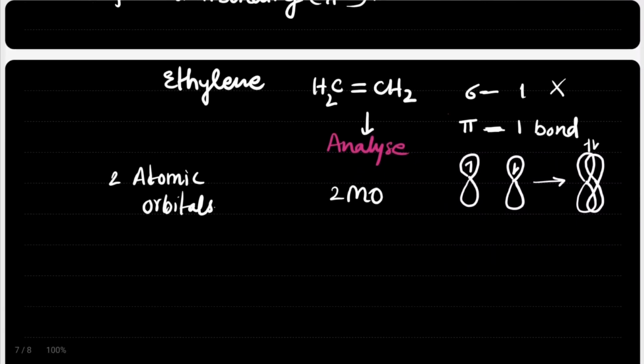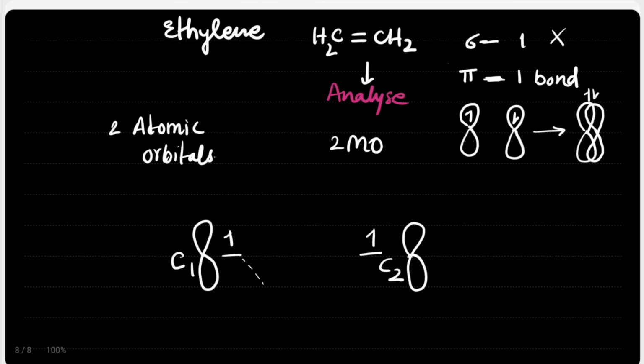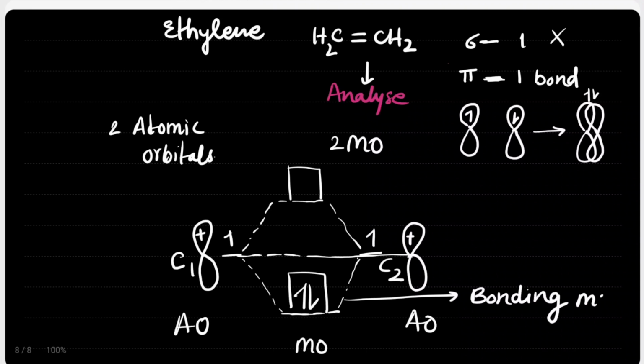So this is carbon number 1, this is carbon number 2. Here I am drawing one electron present over here, one electron present over here. Here is the formation of a molecular orbital; this is the atomic orbital. This is called the bonding molecular orbital, and this is called the anti-bonding molecular orbital. It can be denoted as psi1 and psi2.